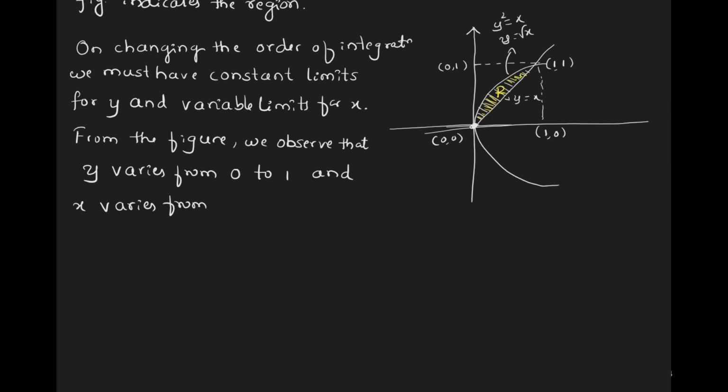Then what happens now? x becomes the reverse order, meaning it comes from here to this side. So x is equal to y square, x equal to y. So y varies from y square to y. Okay. Why are you taking this? y equal to x, y equal to root x. Here we have lower and upper parts. Okay, this is y equal to x, the lower part, and this is the upper part.